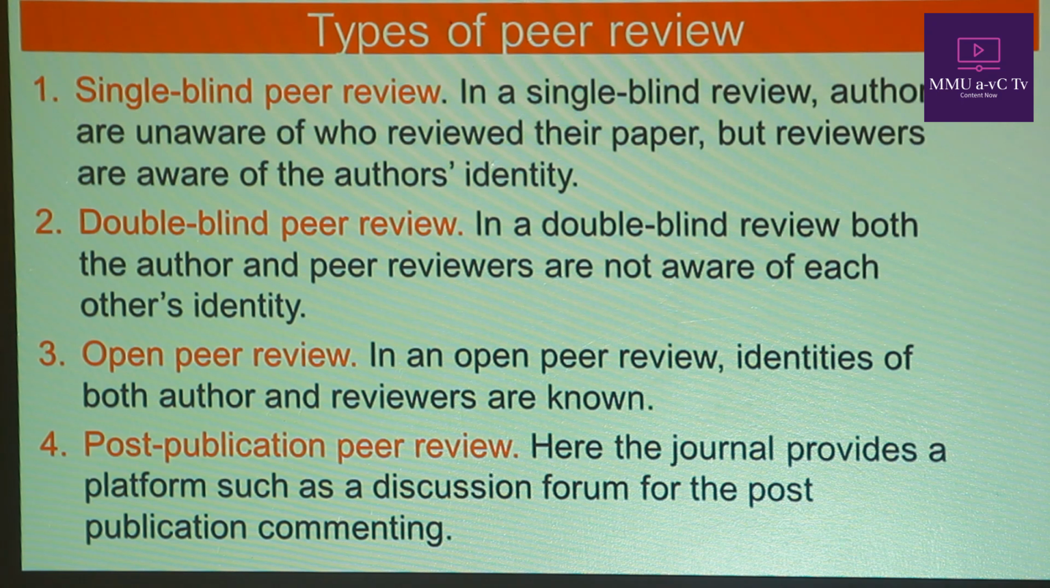Before we went for a break, we had already introduced the different types of peer review, and we had looked at the first one, the single blind peer review. We now look at the double blind peer review. In a double blind peer review, both the author and the reviewers are not aware of each other's identity. So it means that if I'm the author of my article, and you are the reviewer, you don't know my identity, and I also don't know your identity.